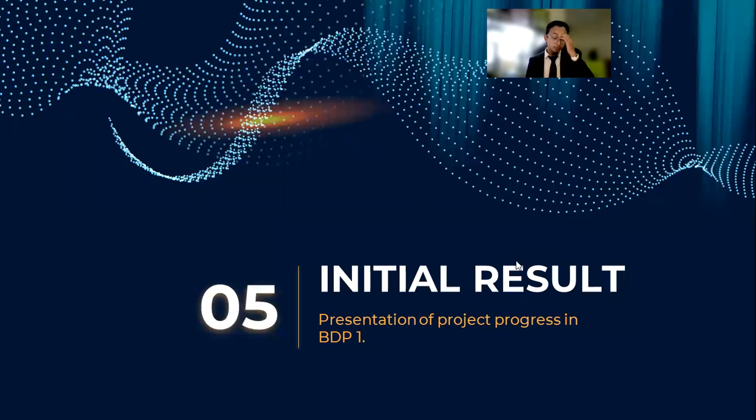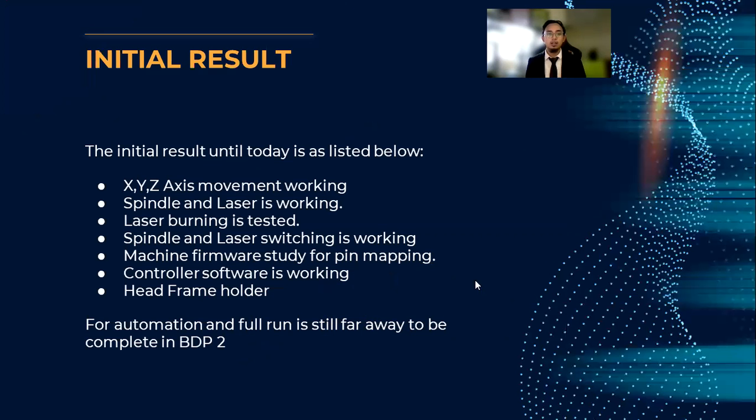All right. So we will go to the next topic, which is initial result. Okay, this is my initial result. The initial result until today is listed as below. X, Y, Z axis movement is working. Spindle and laser are working. Laser burning is tested. Spindle and laser switching is working.